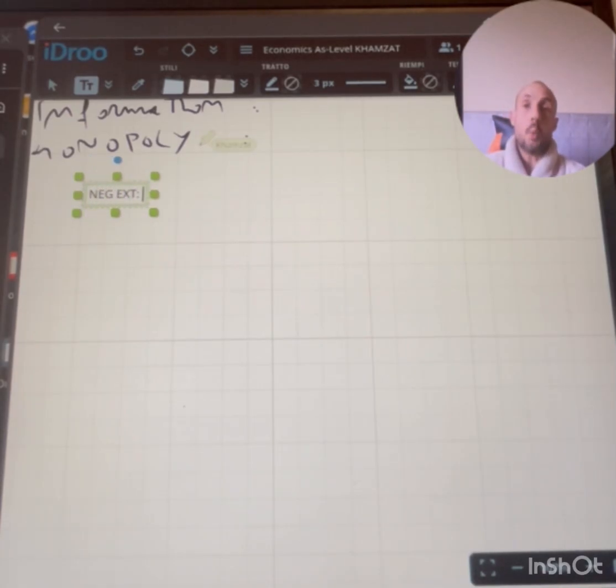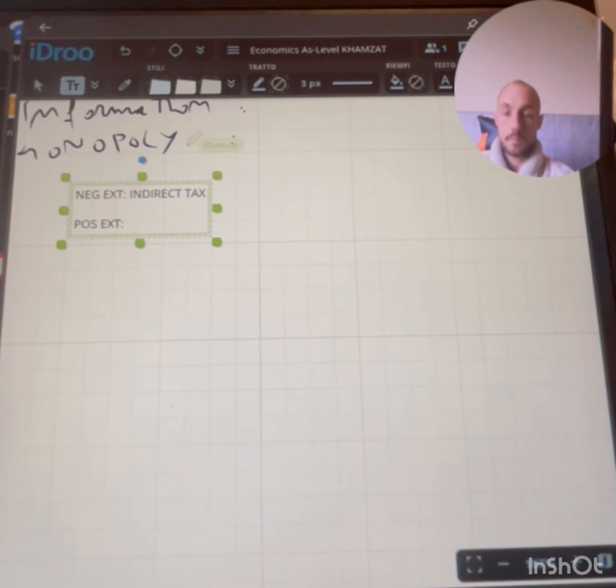What is the way the government can fix it? Maybe they could set boundaries and limits for the factories. Taxes, indirect taxes. Positive externality. The contrary of a tax is a subsidy. Oh yeah, right.